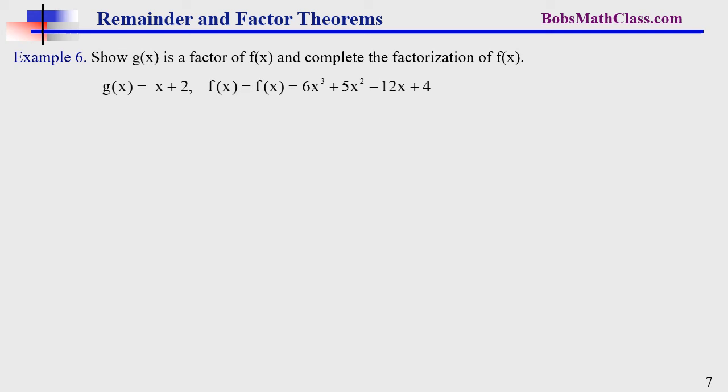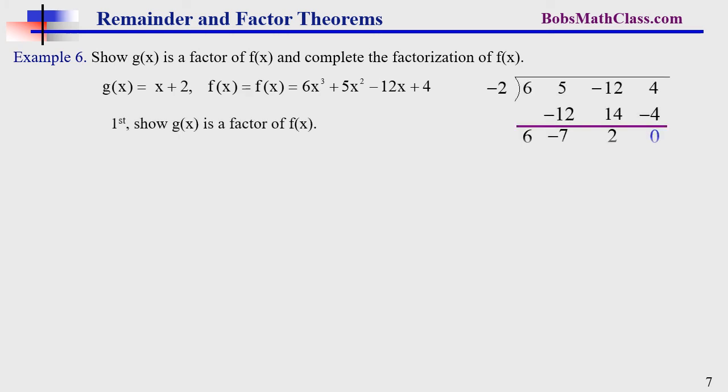Okay, here's another one. Very similar to the last problem, same thing. Show g of x is a factor. That means we have to get 0 for a remainder. All right, let's do it. All right, so negative 2, I just went ahead and put it all there. Hope you don't mind. Pause the video, make sure it works out. So 6, 5, negative 12, and 4.